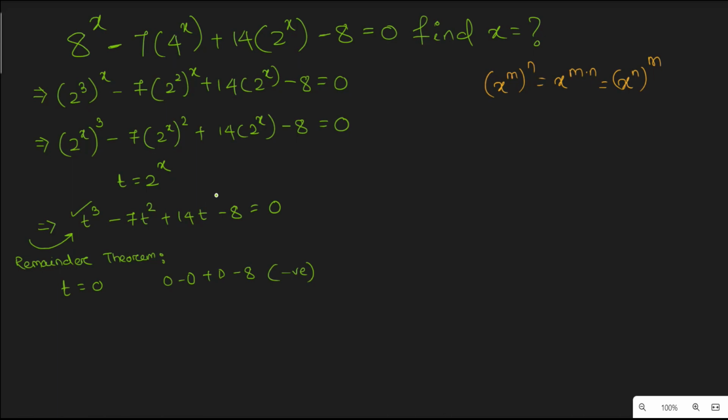Now consider t is equal to 1. 1 cube is 1, minus 7 into 1 square is 7, plus 14 into 1 is 14, minus 8. So if you solve this, 1 plus 14 is 15, minus 7, minus 8 is minus 15, plus 15, minus 15 is equal to 0. So now we can say t minus 1 is a factor of this equation.